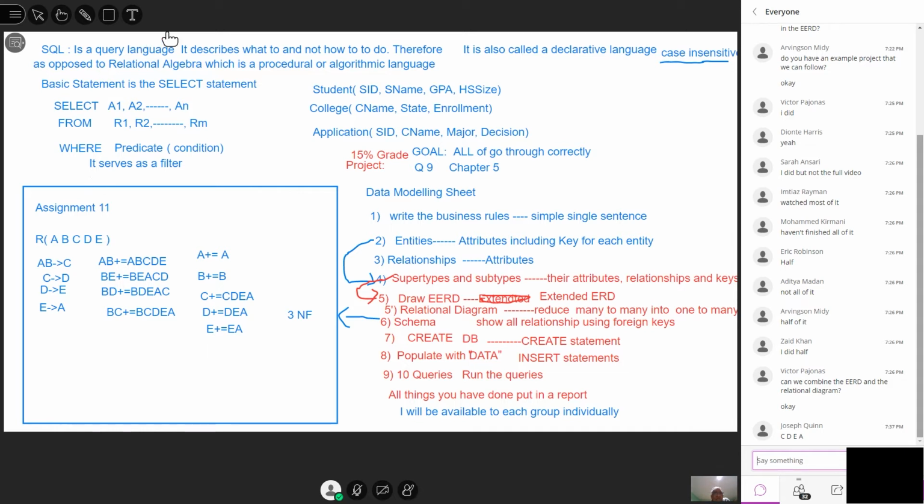The other thing you have to do, which a lot of you didn't do, is write down what the prime attributes are. Well, all the ones on the left which are part of the key: A, B, C, D, and E. What are the non-prime?